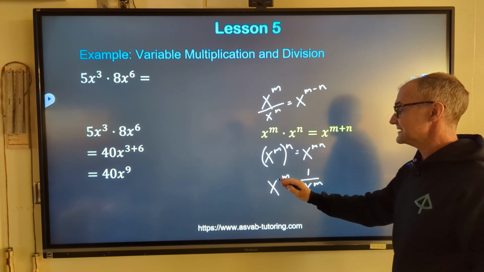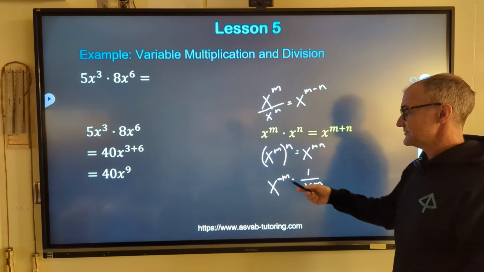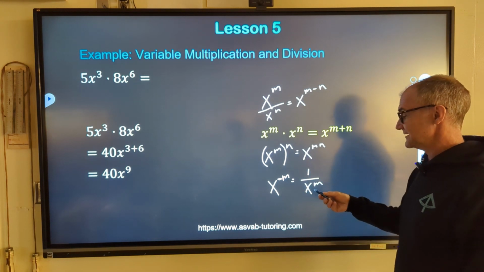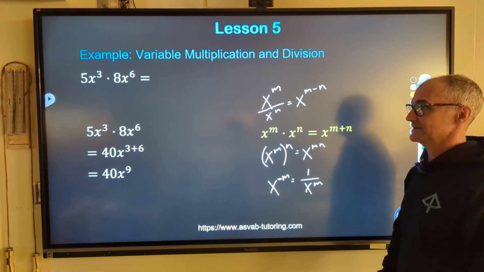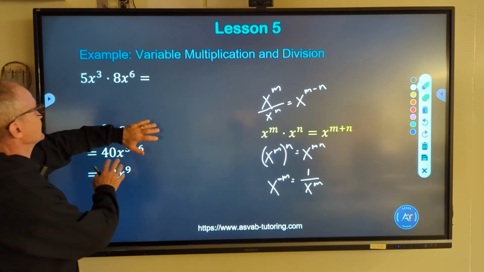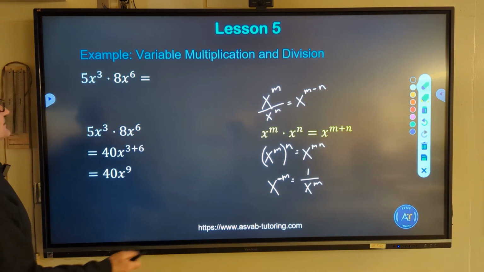X to the negative m is equal to 1 over x to the positive m. So if you ever have a negative exponent, you can make it positive by reciprocating it or putting it on the other side of the fraction, in this case down here in the denominator. All right, so with that said, you got those written down. Go ahead and do this problem right here, and then unpause the video and watch how I do it.